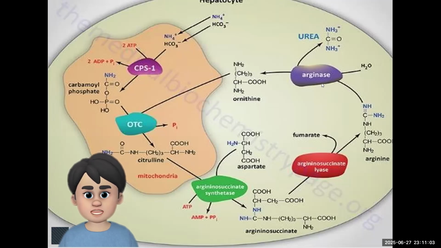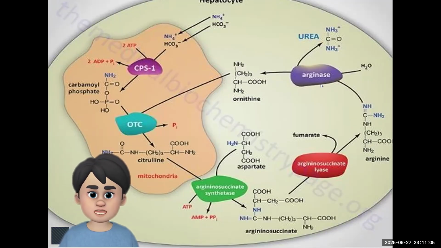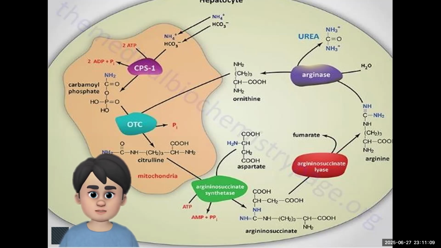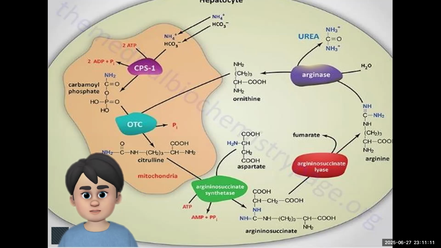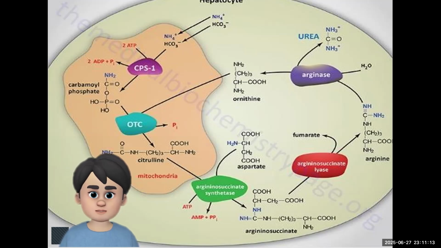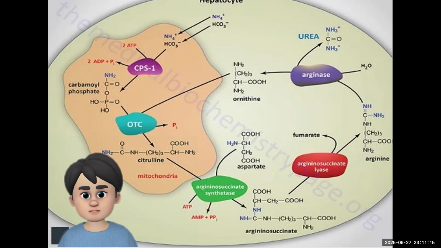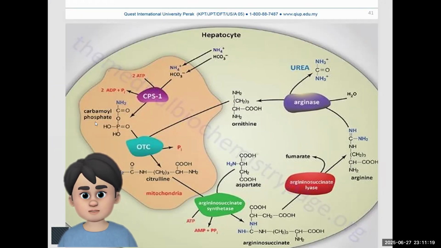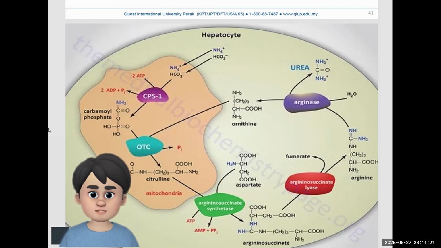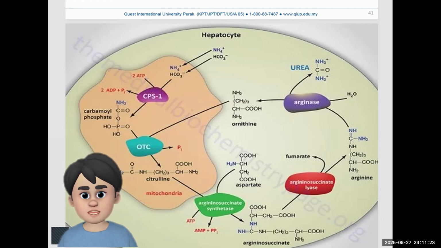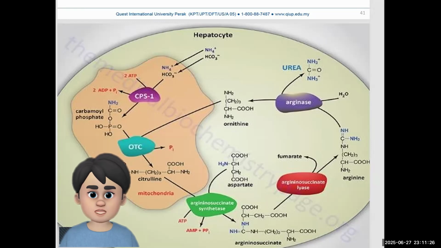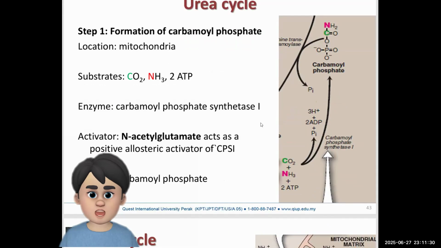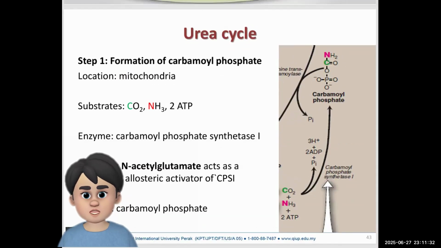Hepatocyte is the liver cell. Any standard biochemistry textbook gives you more information about that. Now, coming back to the urea cycle again.